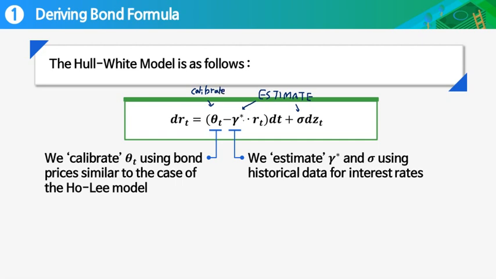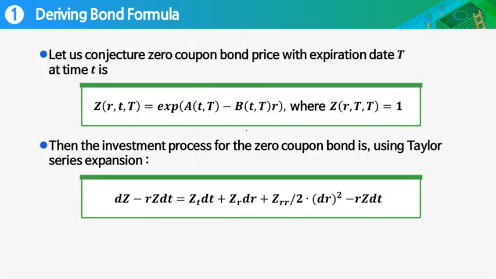Okay. Then our first step: given this Hull-White model, how can we find the bond price? Well, that is very similar to the Ho-Lee model. We first conjecture that the bond price is exponential of some A minus B r, and we impose Z(r, T, T) is 1 because it's the face value. In a differential equation setting, this is often called the boundary condition.